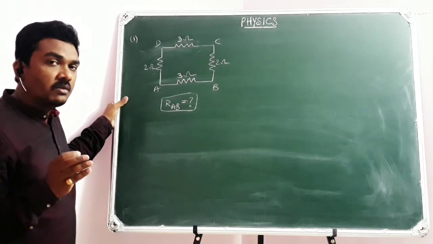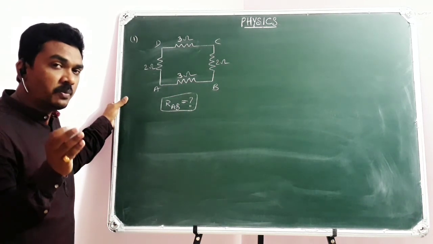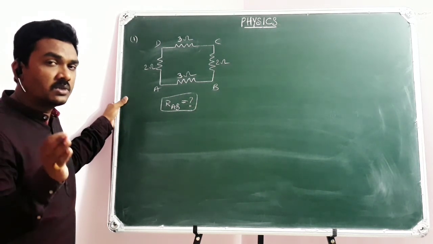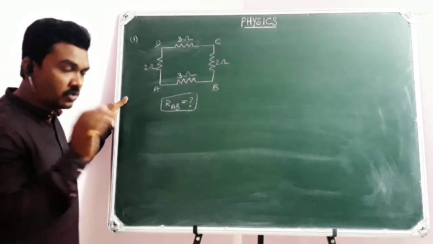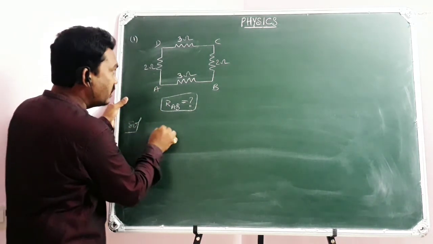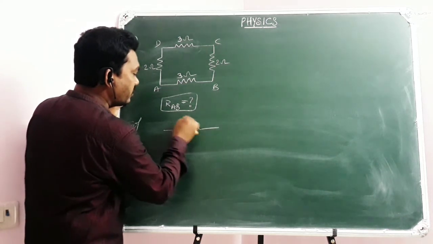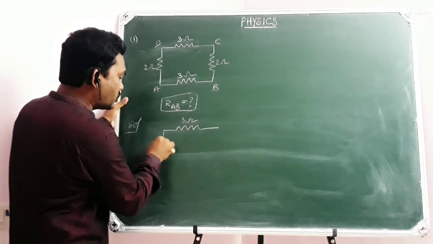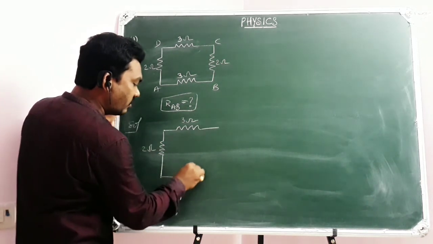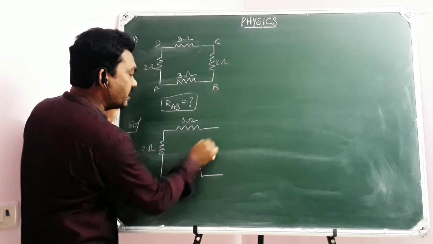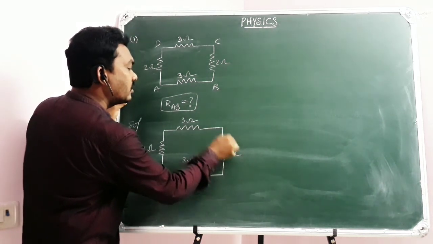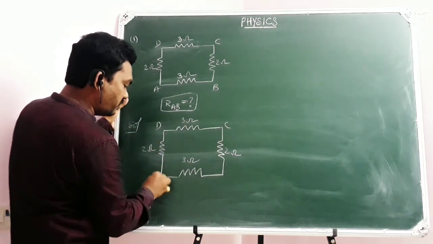First of all, between what points do you wish to calculate the equivalent resistance? Suppose a battery is connected between those 2 points. If this is the question, the solution starts in this way. Here it is a 3 ohm resistor. Here it is a 2 ohm resistor. And here it is again a 3 ohm resistor. And here it is a 2 ohm resistor. Now this is CD, node AB.